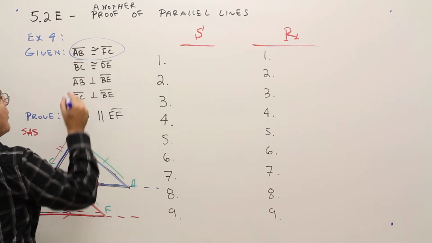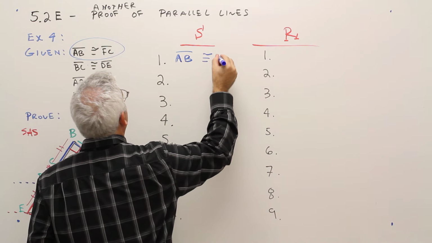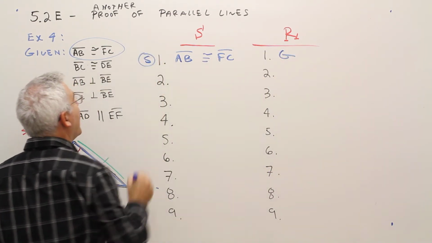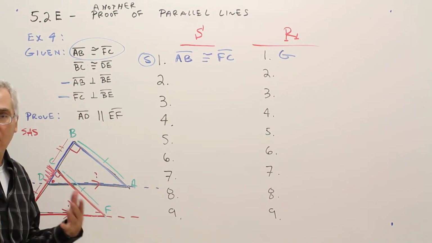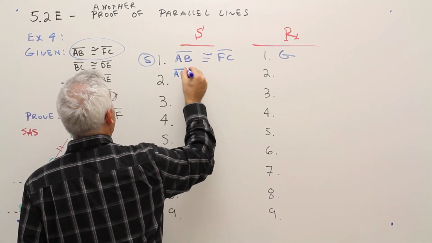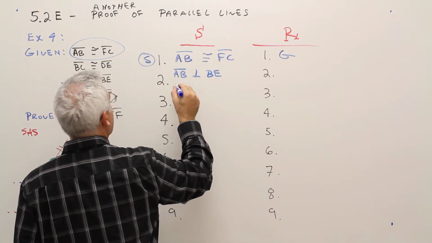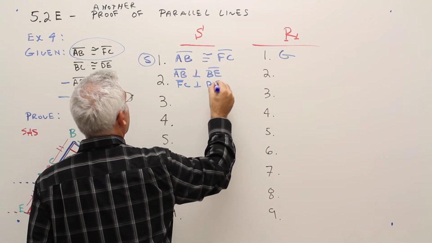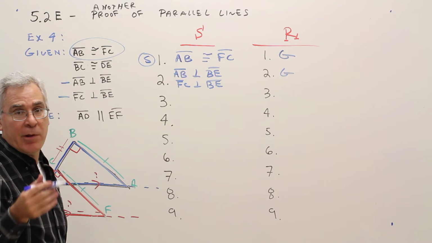That's a freebie side right off the bat. So AB is congruent to FC, given. I get side credit. Then I'm going to go with these two things. That'll be if perp, then right. So AB is perpendicular to BE, and FC is perpendicular to BE, given. Then I'll be able to get the right angles.